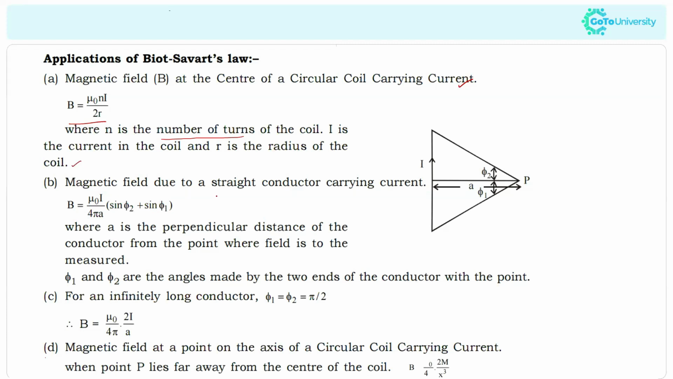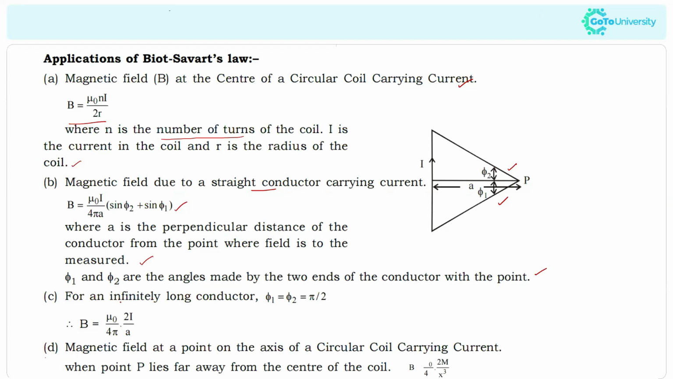And the next application of the Biot-Savart law is the magnetic field due to a straight conductor carrying a current, which can be calculated using the formula B is equal to mu naught I divided by 4 pi A times (sine phi 2 plus sine phi 1), where phi 1 and phi 2 represent the corresponding angles. I showed that in a diagram. A is the perpendicular distance of the conductor from the point where the field is to be measured.